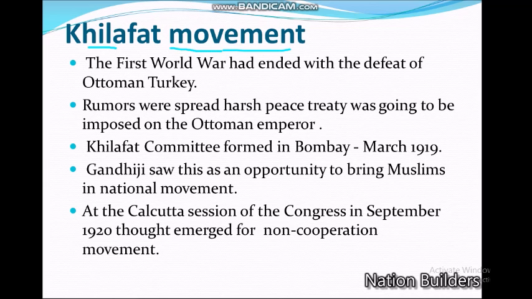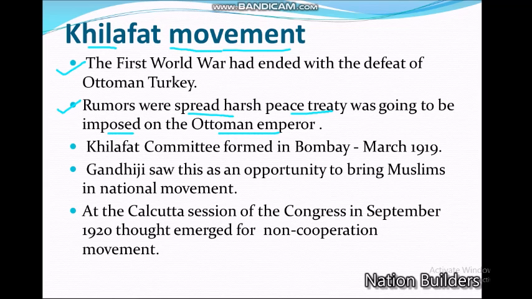The First World War ended with the defeat of Ottoman Turkey. The Ottoman Empire belonged to Turkey. We have studied a little bit about it in the earlier chapter. With the end of the First World War, there was the defeat of the Ottoman Empire, Turkey also. And there were rumors that a harsh peace treaty was going to be imposed on the Ottoman Emperor. At the same time, these rumors were spread in the world.